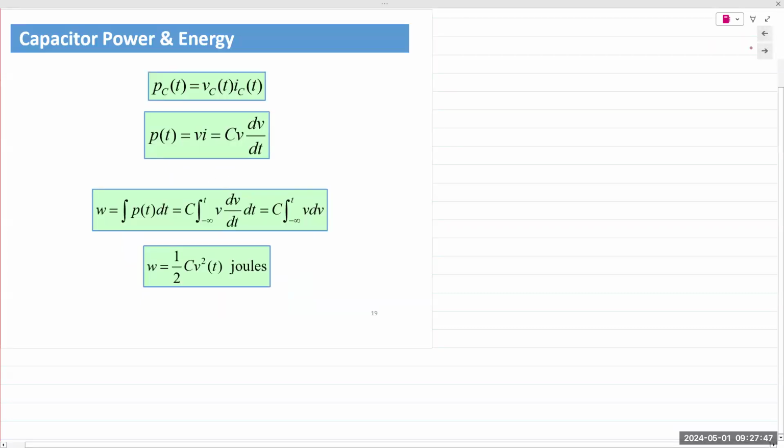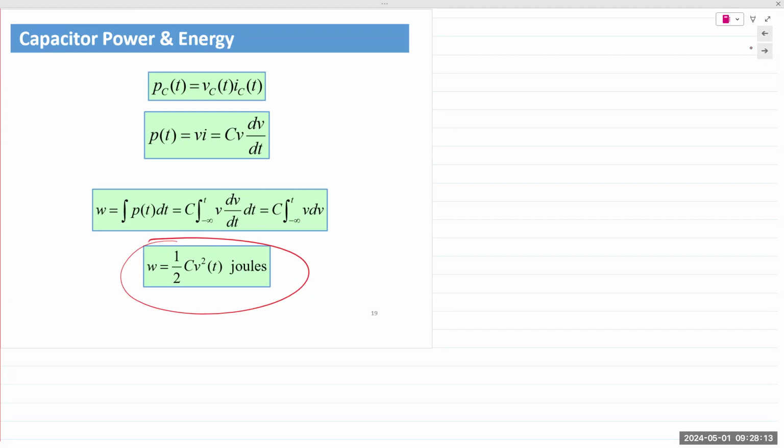And then the standard equations. Power P is the product of voltage and current, and so we get C V dV over dt. And then energy is half C V squared. So inductor energy was half L i squared, and this is half C V squared.